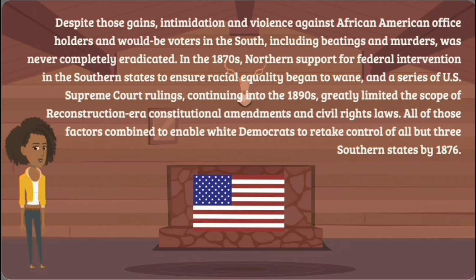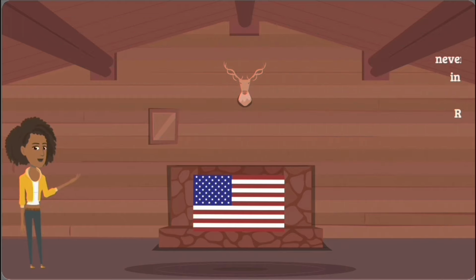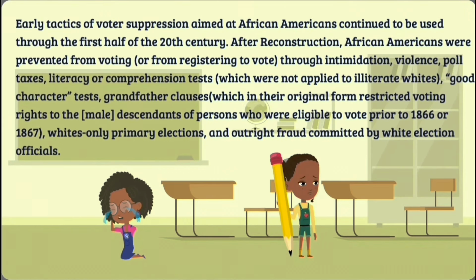In the 1870s, Northern support for federal intervention in the Southern states to ensure racial equality began to wane, and a series of U.S. Supreme Court rulings continuing into the 1890s greatly limited the scope of Reconstruction-era constitutional amendments and civil rights laws. All of those factors combined to enable white Democrats to retake control of all but 3 Southern states by 1876. Early tactics of voter suppression aimed at African Americans continued to be used throughout the first half of the 20th century.